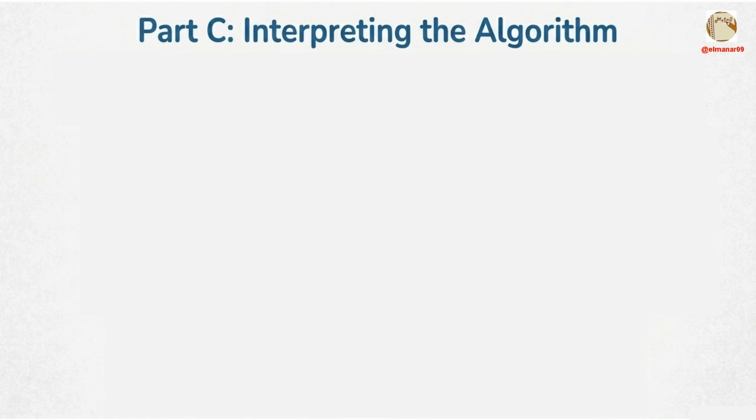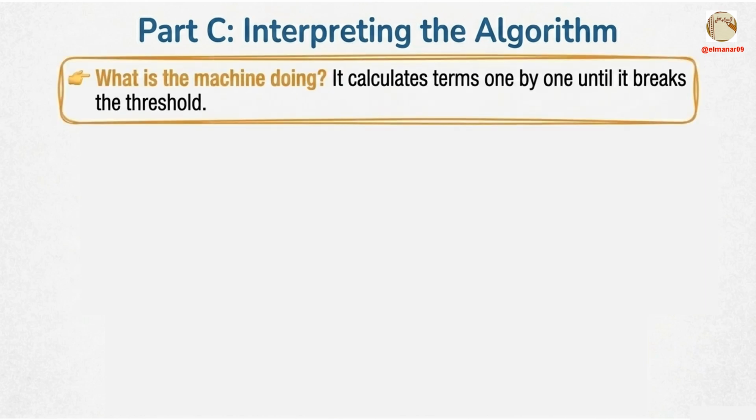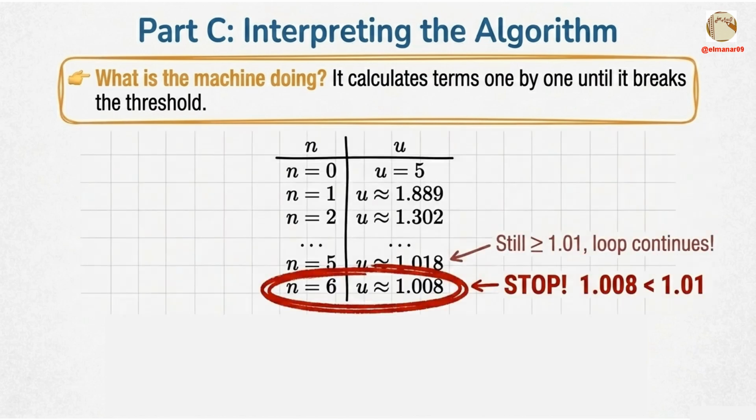Let's see the machine in action. By running the algorithm, we can track the terms one by one. At n equals 0, U equals 5. At n equals 1, U is about 1.889. At n equals 2, U is about 1.302. We keep going. At n equals 5, the value is roughly 1.108. Since 1.108 is still greater than or equal to 1.01, the loop runs one more time. At n equals 6, the value becomes 1.008.